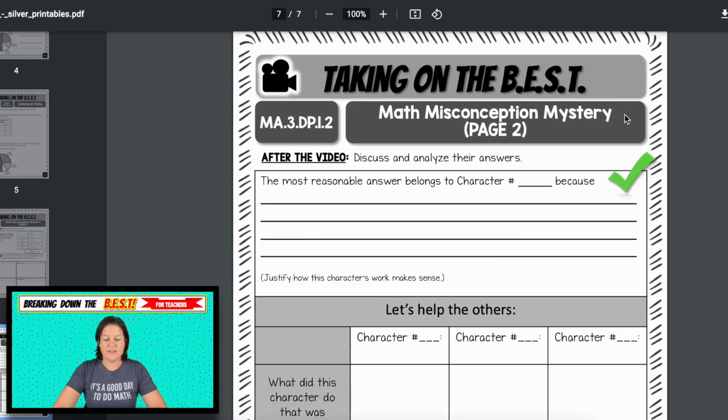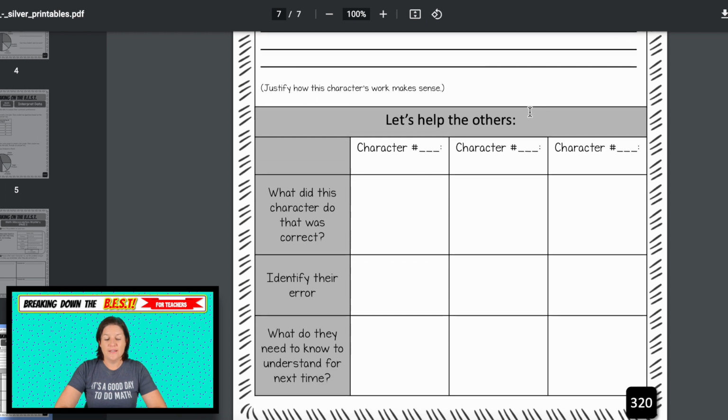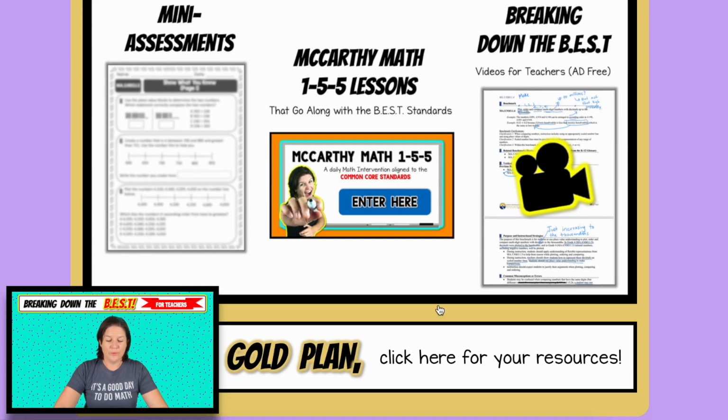They'll watch that, and then your students will fill out their detective report stating who the most reasonable answer belongs to and why, and evaluating their work. What did they do that was correct? What was their mistake? What did they need to know for next time? All of the answers for everything that we went through in the printables for the silver plan are right here in the answer key, okay? And then finally, we have the gold plan.